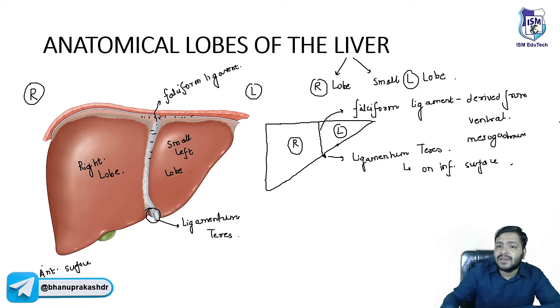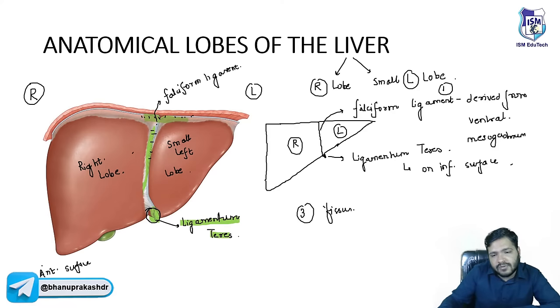The falciform ligament, number one, is present anteriorly and superiorly. You should remember the falciform ligament is present anteriorly, superiorly, which is derived from the ventral mesogastrium. We have the ligamentum teres, which is present inferiorly, and the third one, that you have to remember, which is responsible for the two anatomical lobes, is the fissure for ligamentum venosum.